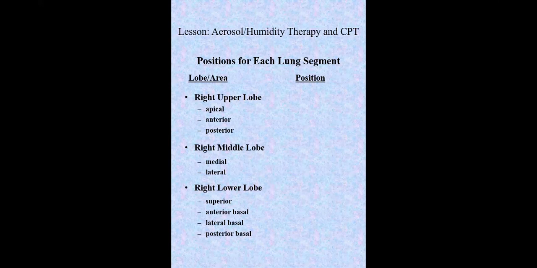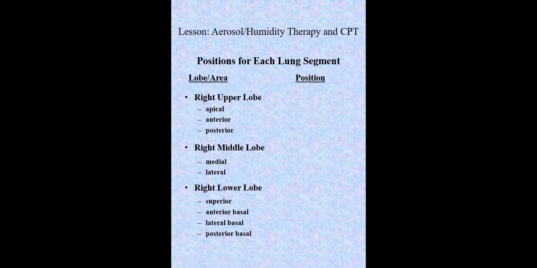So my right upper lobe, my apical segment, and my anterior and my posterior. Well, I know for my right upper lung, if it's my anterior section of my right upper lung, I already know the anterior is in the front portion of my right upper lung. So I'm already thinking I'm going to be semi-Fowler's, right? Because I want that lung sitting up, but I want it kind of back this way so it'll drain from the front to the middle because anterior is in the front.